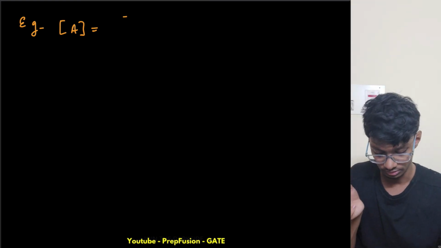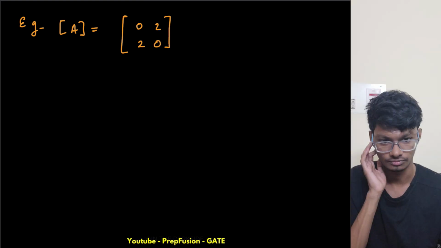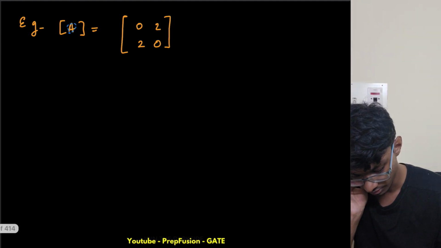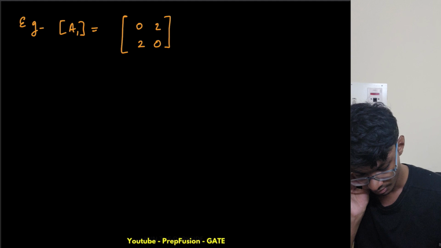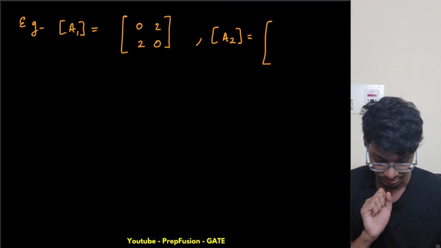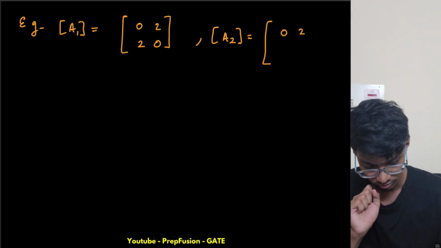The first example: let's say I have a matrix A1, which is defined like this, 0 2 and 2 0. And I have another matrix A2, which is defined like this, 0 2 and minus 2 0.